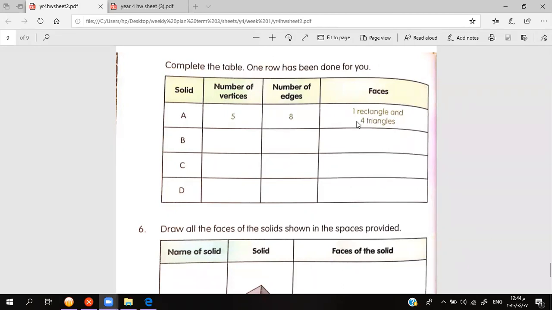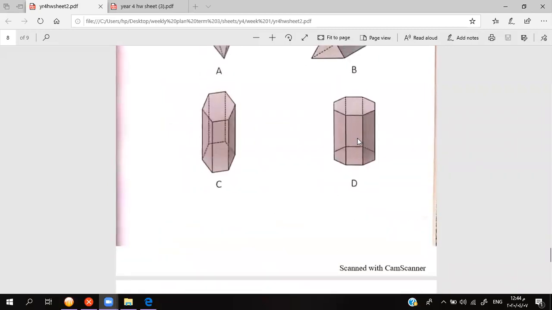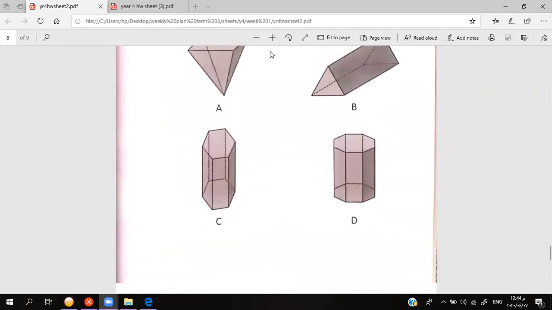The last shape, which is number D. Okay, let's count. How many vertices? Vertex 1, 2, 3, 4, 5, 6, 7, 8. 8 from this side and 8 from the other side. So 8 and 8 is 16. So it got 16 vertices.